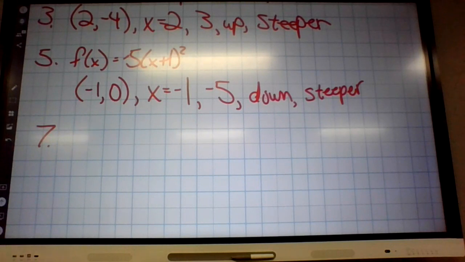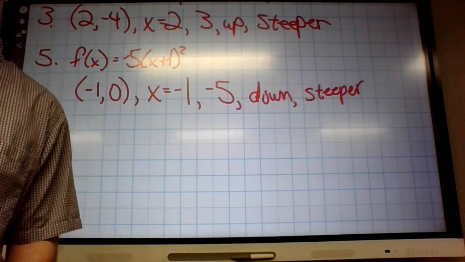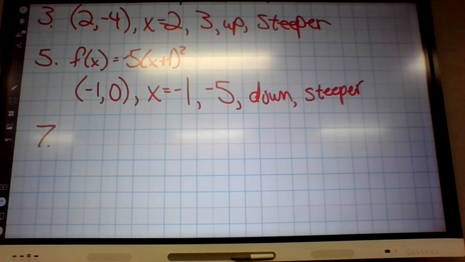Number 7. f of x equals -7(x minus 4) squared plus 7.